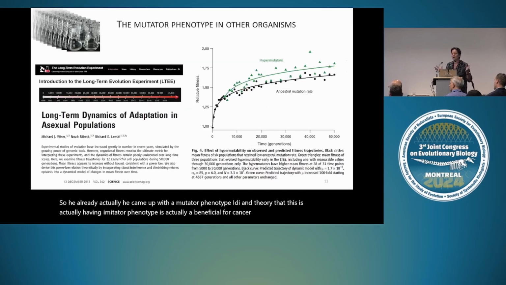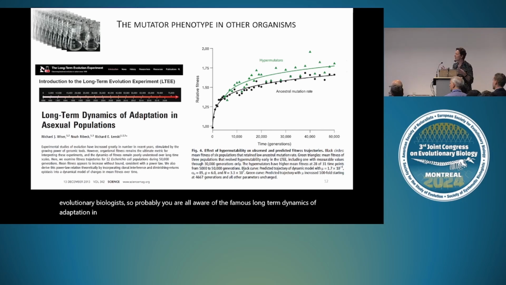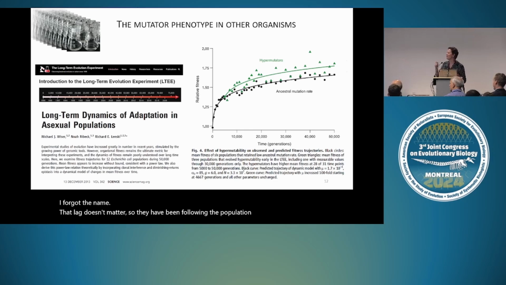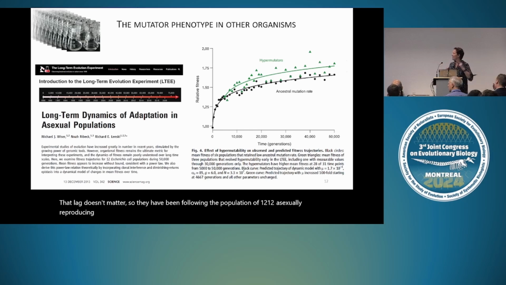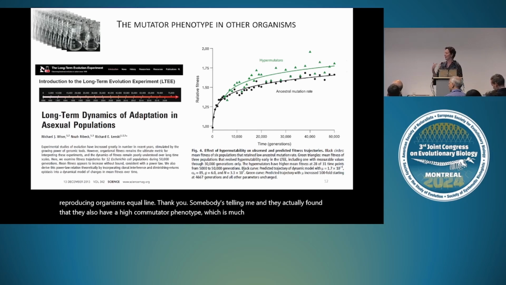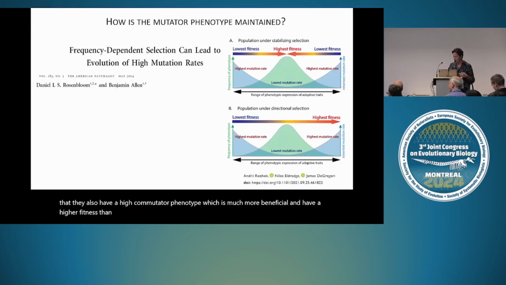You are evolutionary biologists, so probably you are all aware of the famous long-term experiments on the dynamics of adaptation in asexual populations, where they have been following 12 asexually reproducing populations. E. coli, thank you, somebody is telling me. They actually found that they also have a hypermutator phenotype, which is much more beneficial and has a higher fitness than normal mutators.